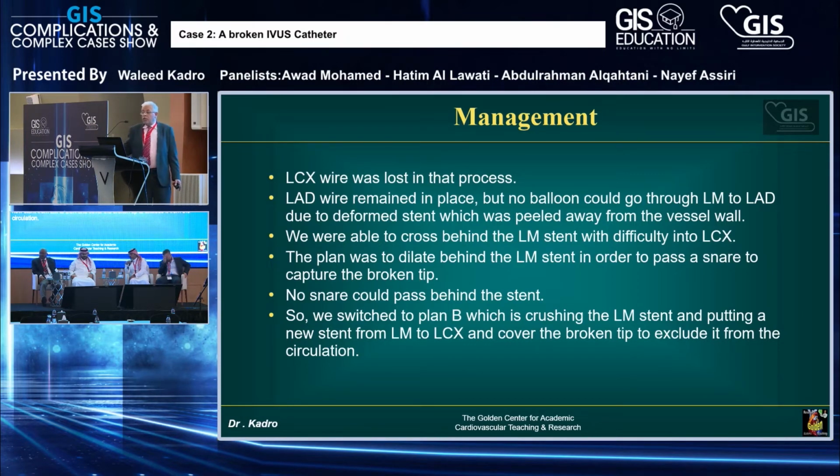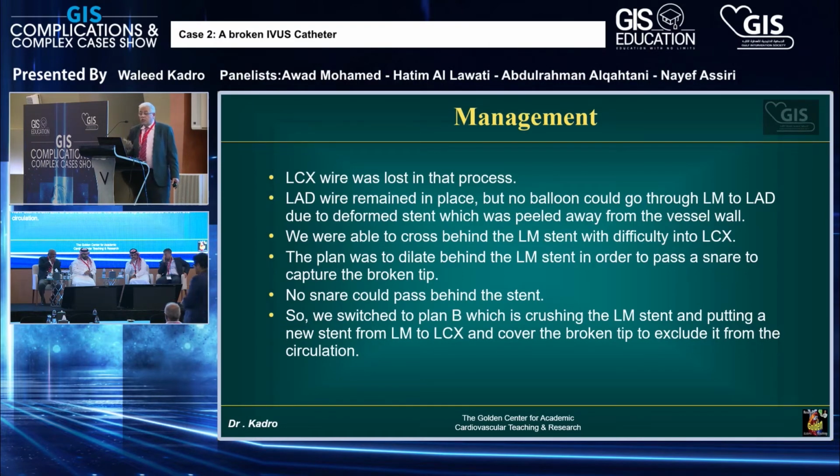Okay, so we lost the wire from the circumflex. The LAD wire remained in place, but no balloon could go through from the left main to the LAD. Probably, because we moved the stent and peeled the stent from the left main, it was already deformed. So we were unable to cross from the left main to the LAD.